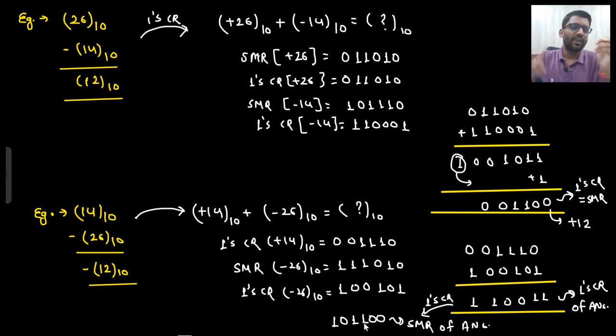And another thing we got to know here is that if a carry is generated, then my final answer is positive. If a carry is generated, that means I have done something positive, so my final answer is positive. And if there is no carry generated, then my final answer is negative. So this answer is coming out to be negative, which is minus 12. So this much is there in 1's complement representation.